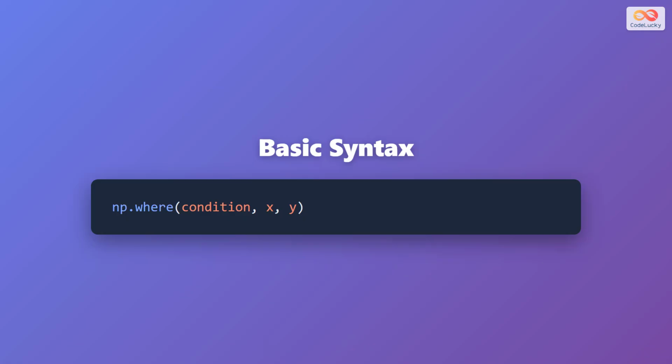The basic syntax of np.where is straightforward. It takes three arguments: condition, x, and y. The condition is the Boolean test you want to apply. x represents the value or array to use when the condition is true, and y represents the value or array to use when the condition is false.